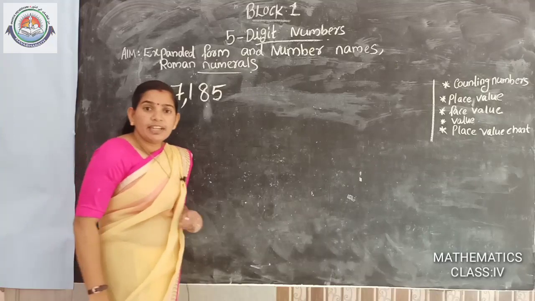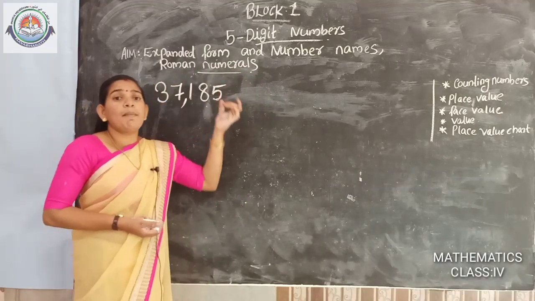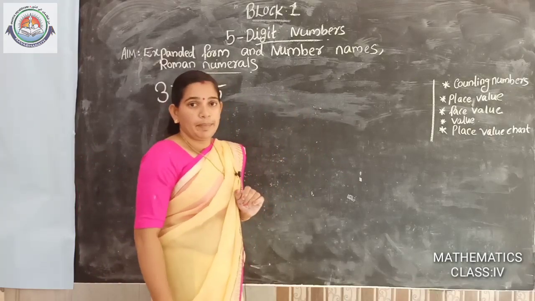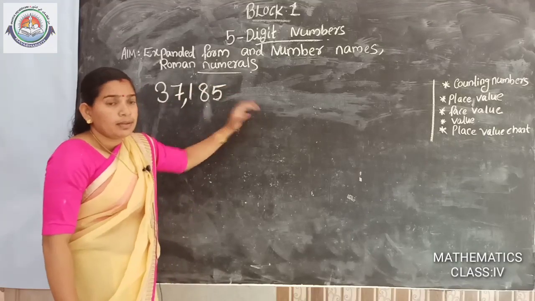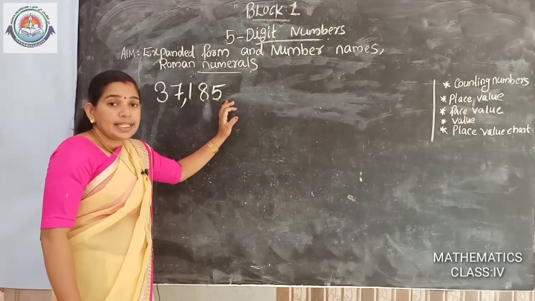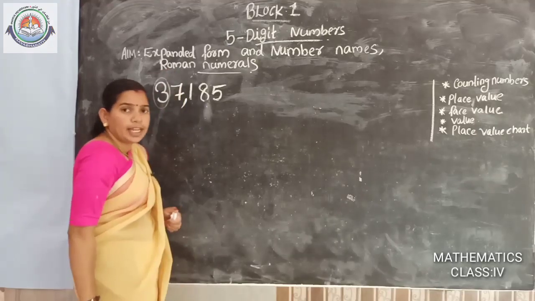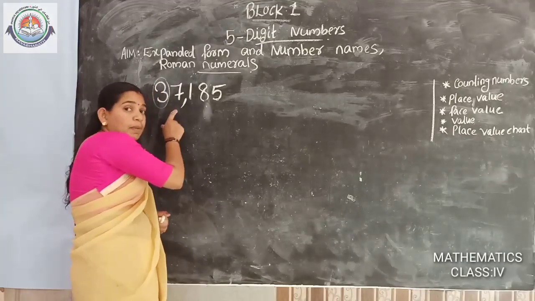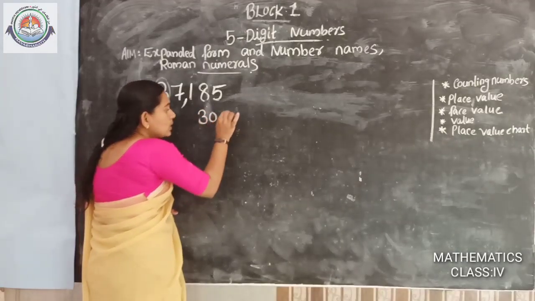How do we expand the given number? Expanded form is the sum of the values of the digits in the number. Okay, we will check it. First we want to find the values of the digits. What is the value of 3 here? 3 is in the 10,000 place. So the value of 3 is 30,000.